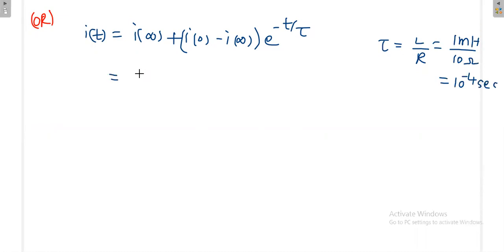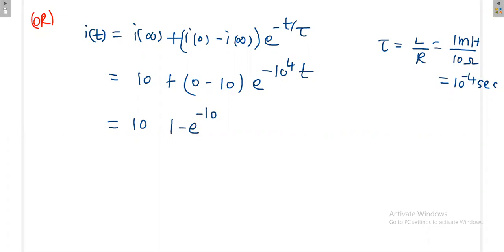What is I infinite? Final current is 10 ampere. What is the initial current? 0 ampere. Final current 10 ampere. Then e power minus 10 power 4 into t. So what is the final answer? 10 into 1 minus e power minus 10 power 4 into t.